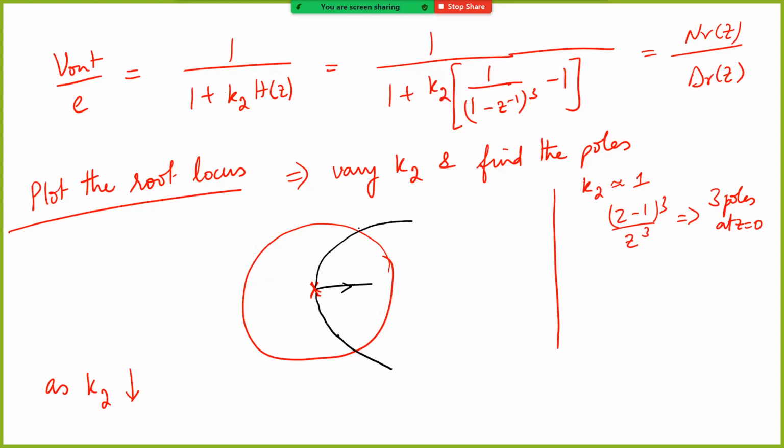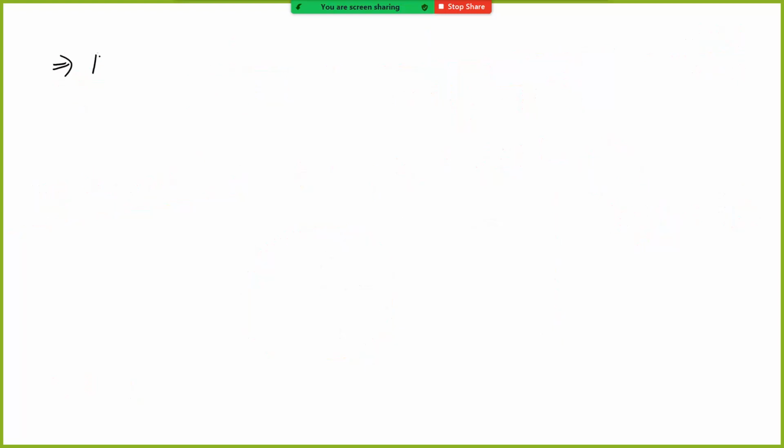Now what happens is, at a certain value of K2, the system becomes unstable. For a certain value of K2, as K2 decreases, this is the direction in which the poles of the system are going to move, and the moment it reaches the unit circle, it's going to become unstable. So the conclusion is that as long as the poles are less, the magnitude of the poles are less than unity.